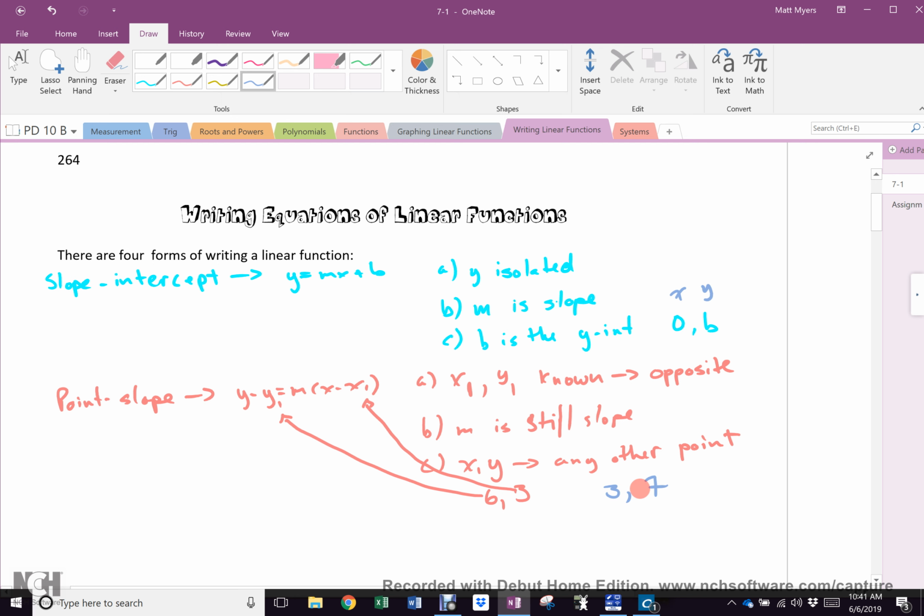If I gave you another one, where would those go? Where would these two go? 7 would go to this y, and 3 would go to that x. The point you know at the beginning is x1, y1. If you get a second point, it's x and y. Or you can reverse them, right? I could start with 3, 7, and 6, 3.